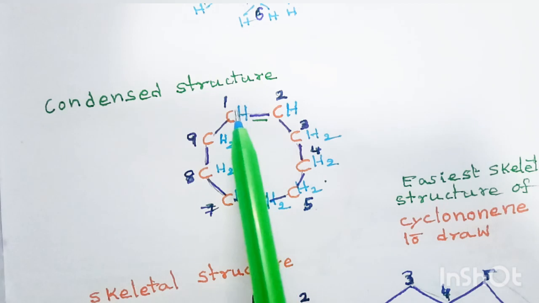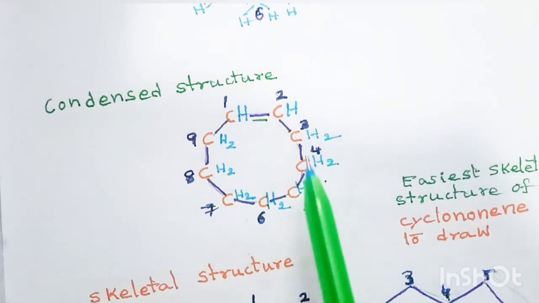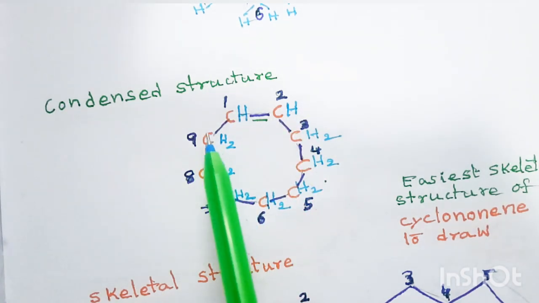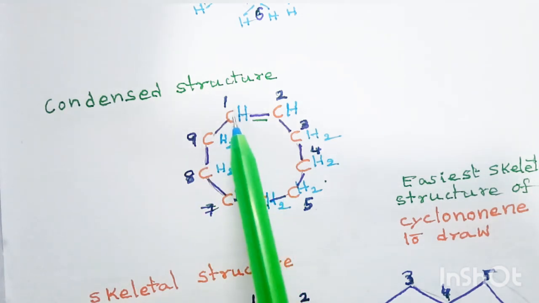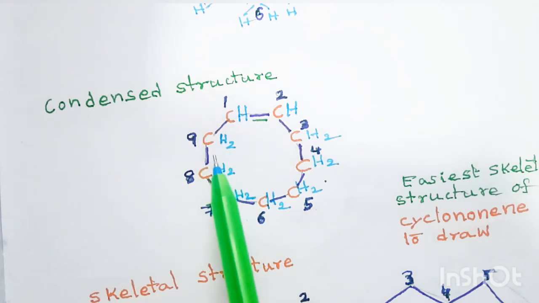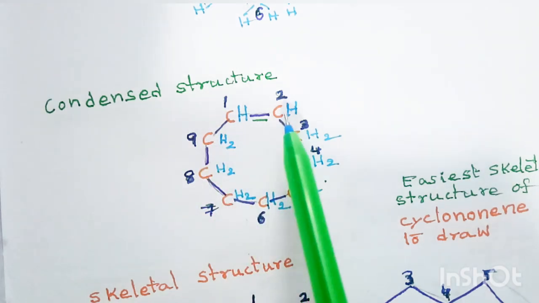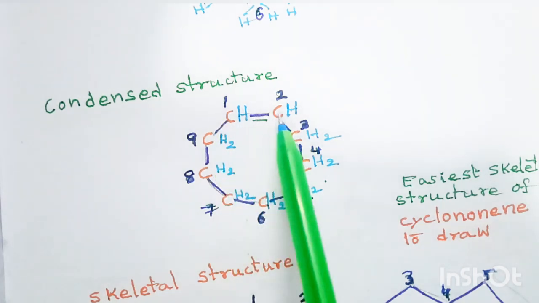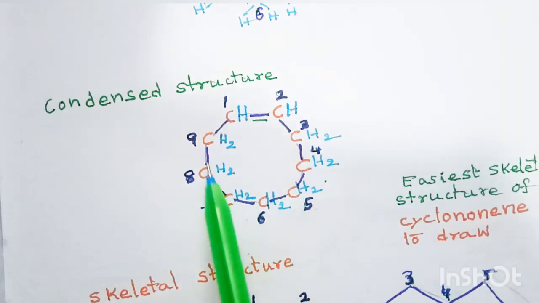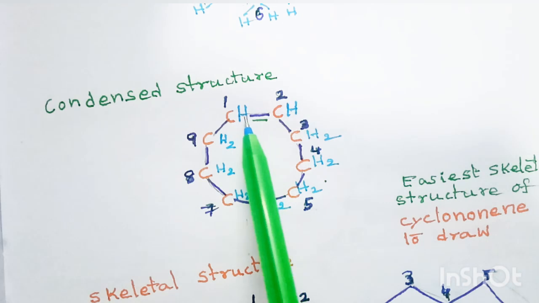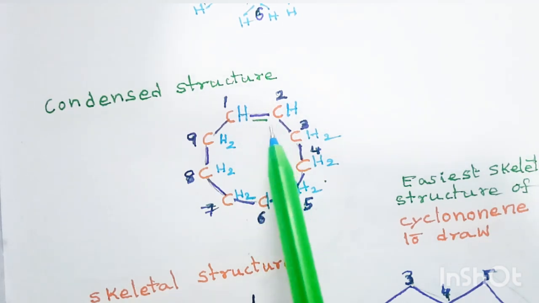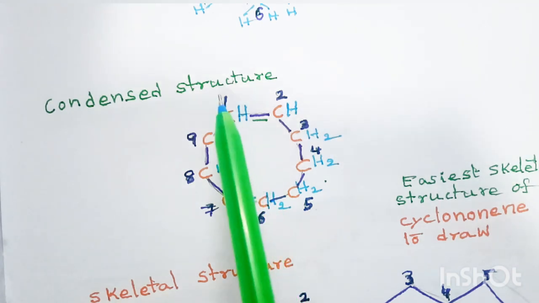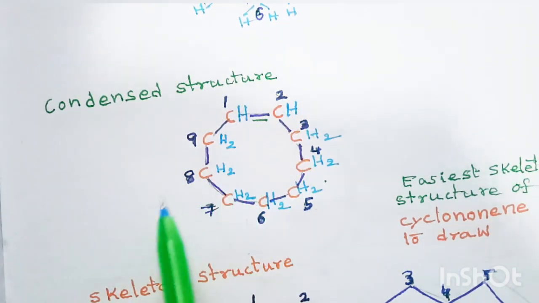Here also we draw a ring-like structure with 9 corners. And each corner is represented by carbon atom. And we will draw single bonds between these carbon atoms. And we draw a double bond. Double bond is represented in a different ink. And we name these carbon atoms 1 and 2.